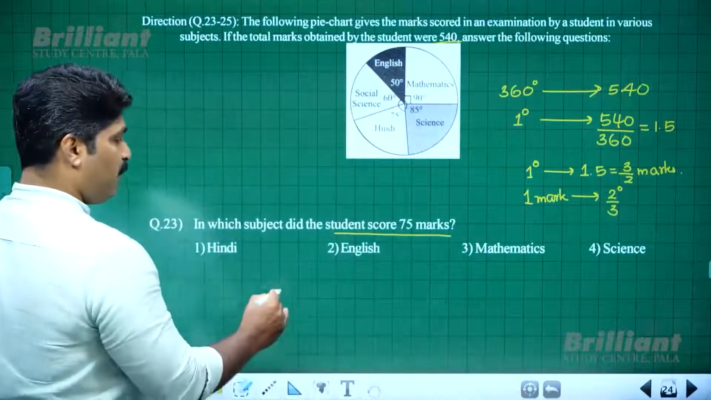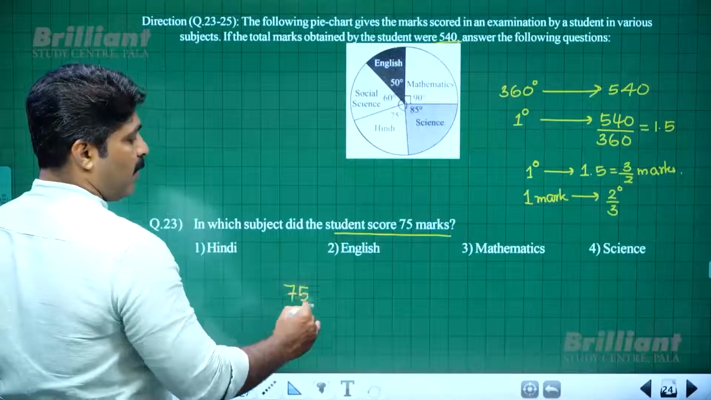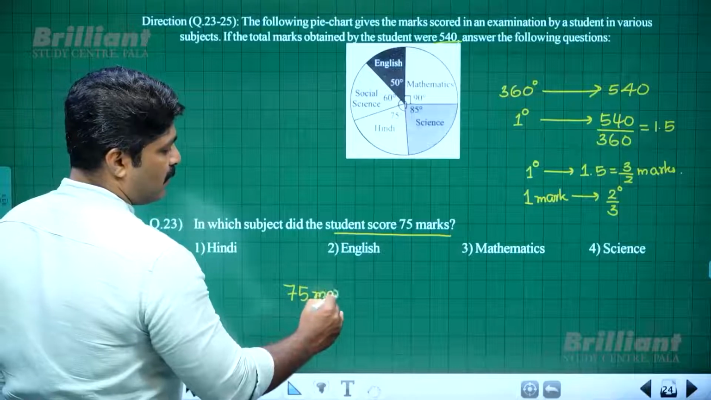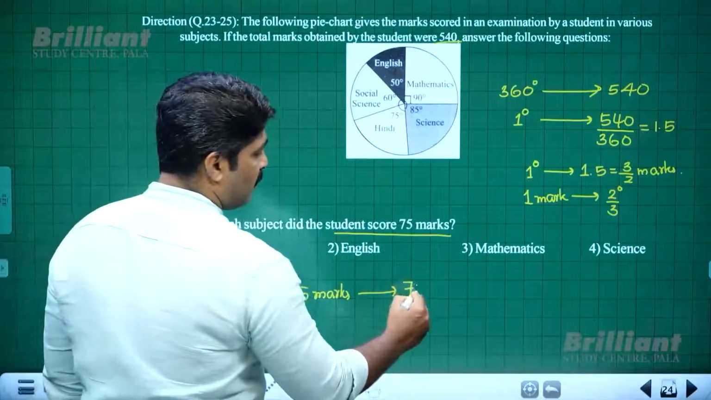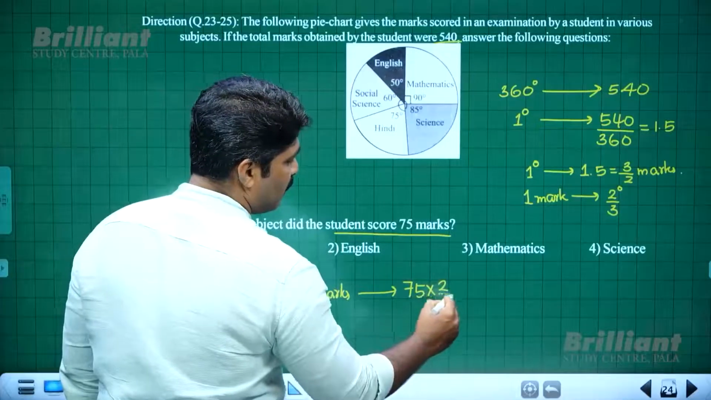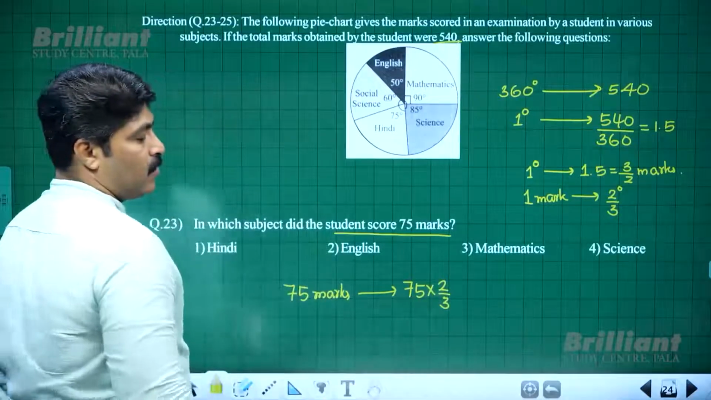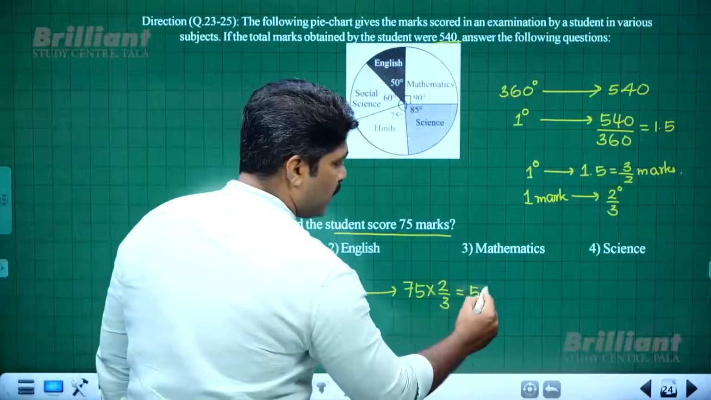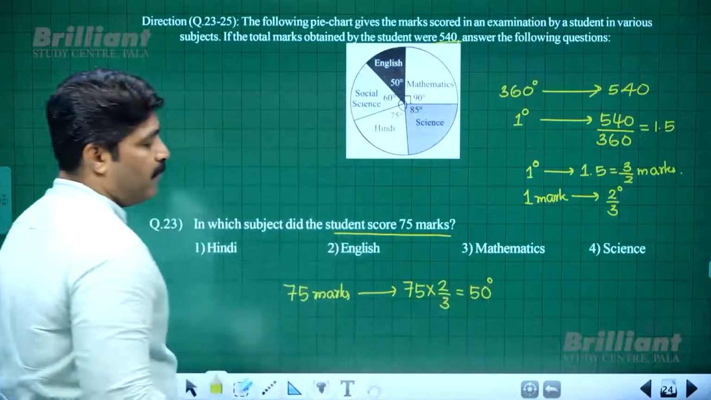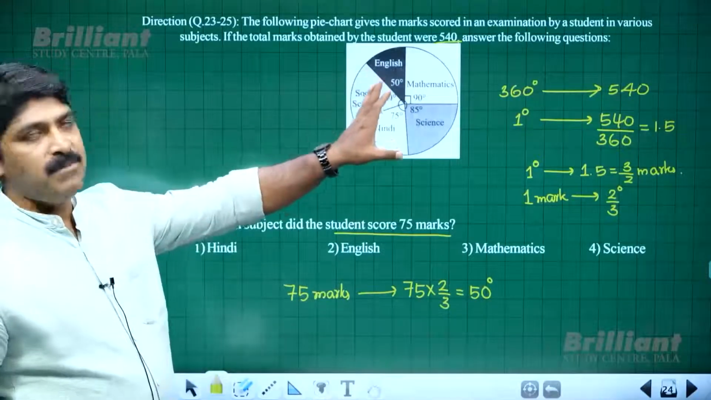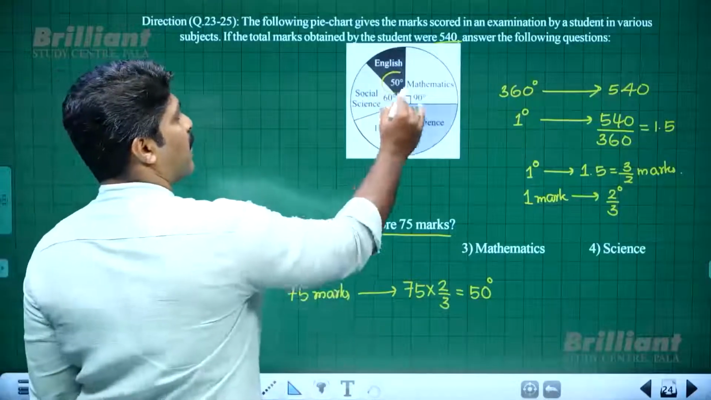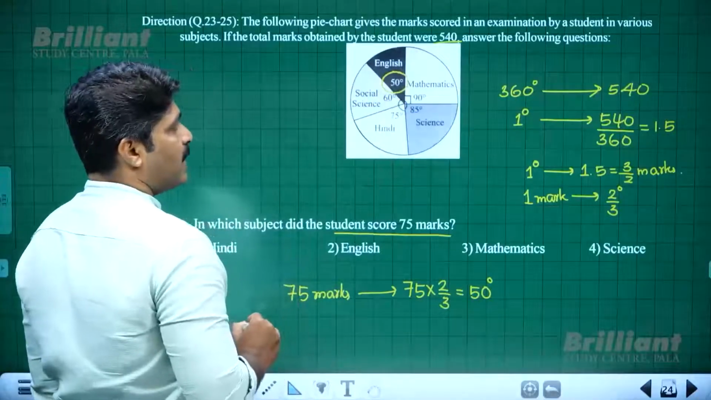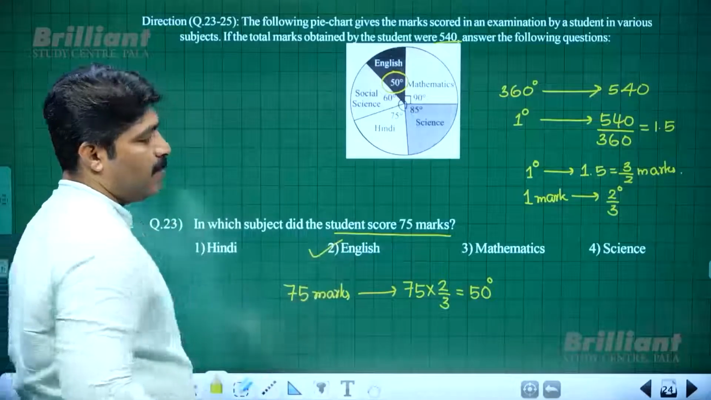Therefore, 75 marks. We consider the corresponding degree: 75 into 2 by 3, which is equal to 50 degree. Just observe which subject has 50 degree here. That's over here, in English, hence the answer is option 2.